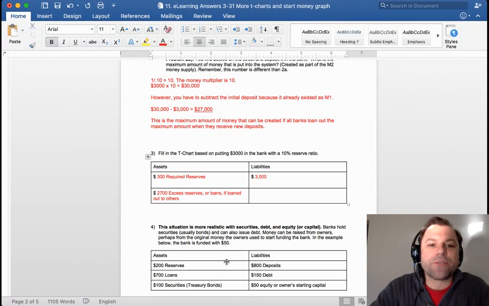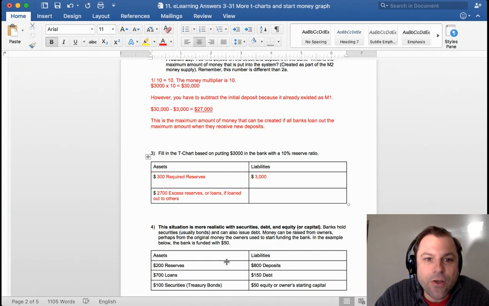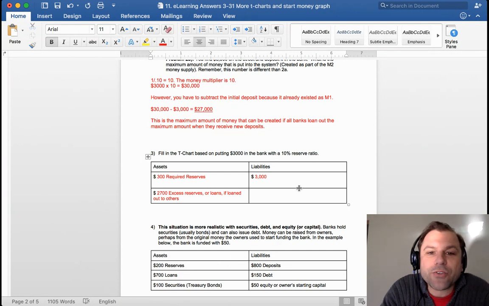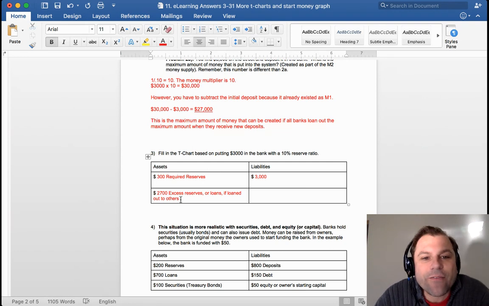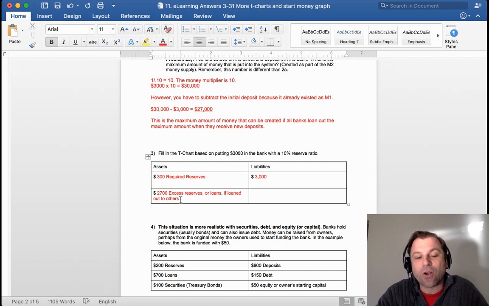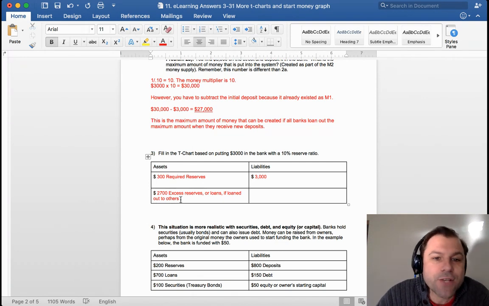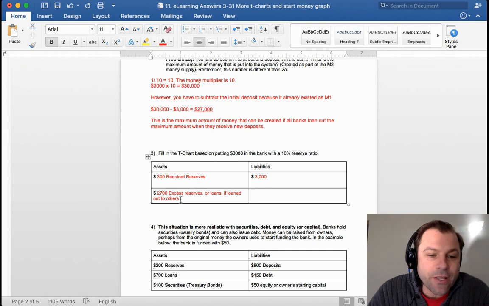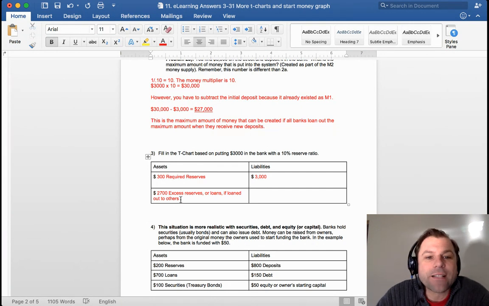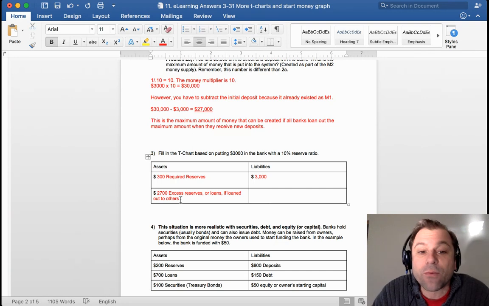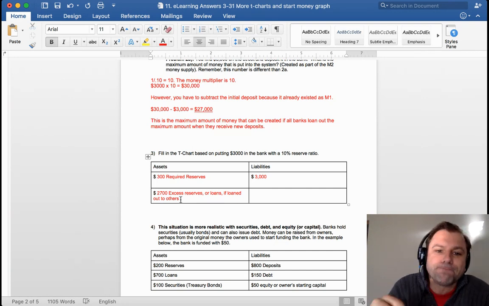Now let's go down to number three. There's no real problems in number three. I just want to point out though that when you have your initial deposit of $3,000, look at what I've put here. So that $2,700, remember that's either going to be called excess reserves or loans if it's loaned out to others. And maybe even a split. Maybe the bank wants to hold another $700 of excess reserves and loan out $2,000. That's up to them. But it's in the same pile of money, and it just depends what the bank wants to do with it.